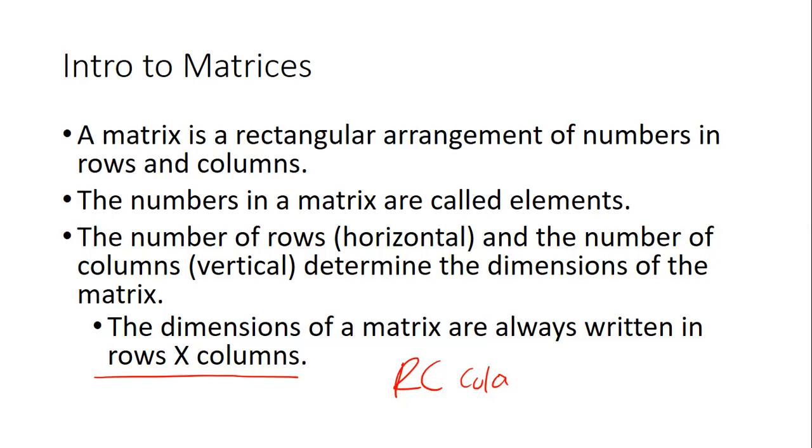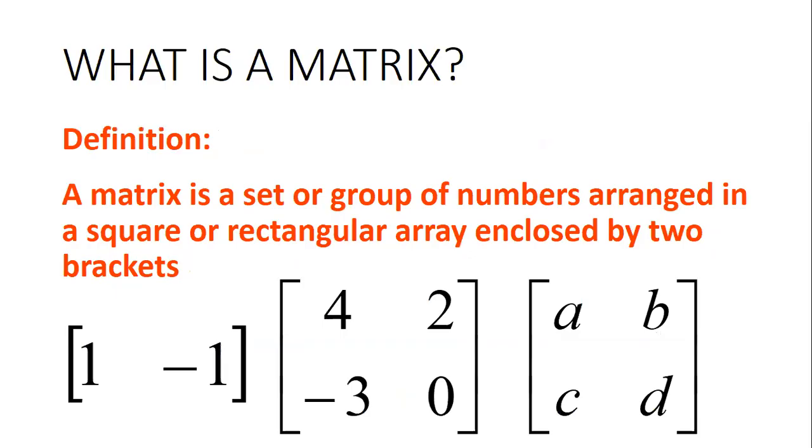All right, so you remember that it's row by column. So RC cola is how you can remember which order it goes in. Now, this is where your paper starts. It says, what is a matrix? Well, again, a matrix is a group of numbers arranged in a square or rectangular array and enclosed by two brackets, okay?